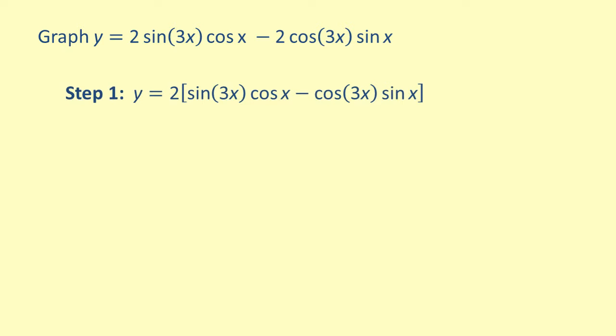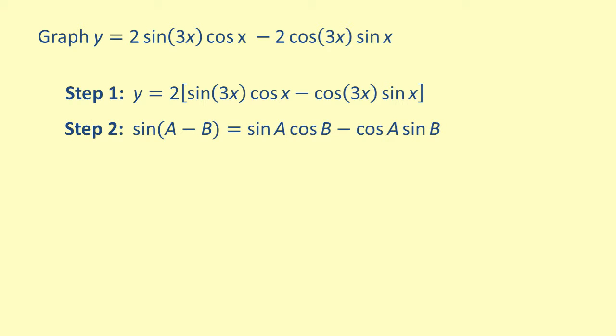Begin by factoring out the 2 that is common to both terms. Next, write the difference identity for the sine function and identify a and b. In this case, a is 3x and b is x. It is important to note that we are using the difference identity because the original expression, when factored, is in the form defined by the difference identity. Next, we will work backwards.